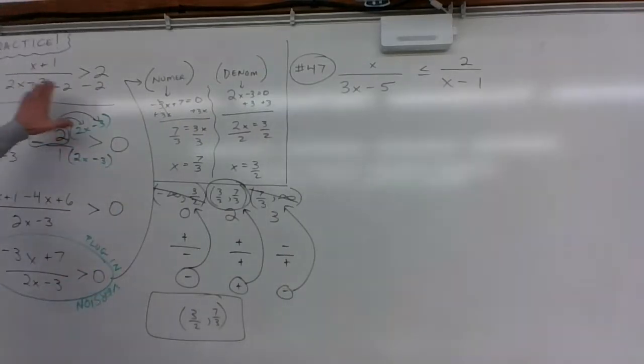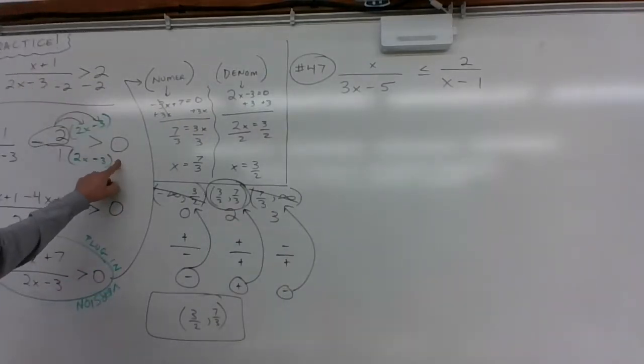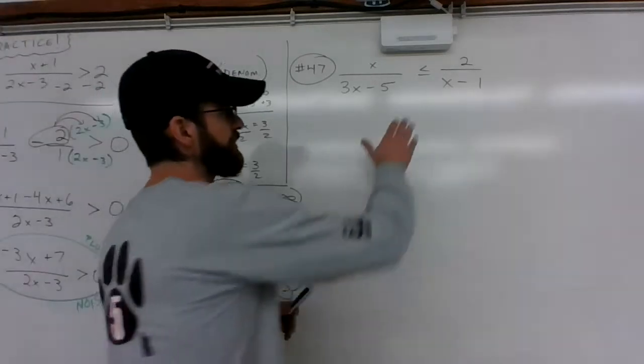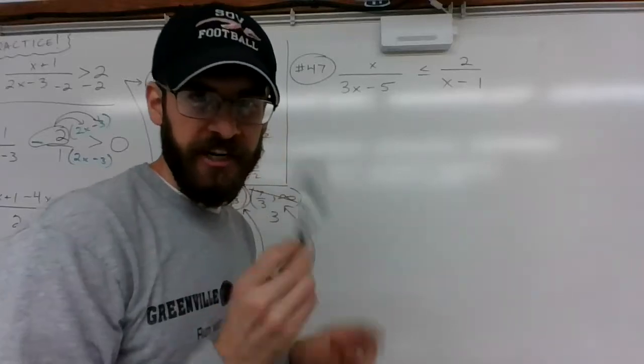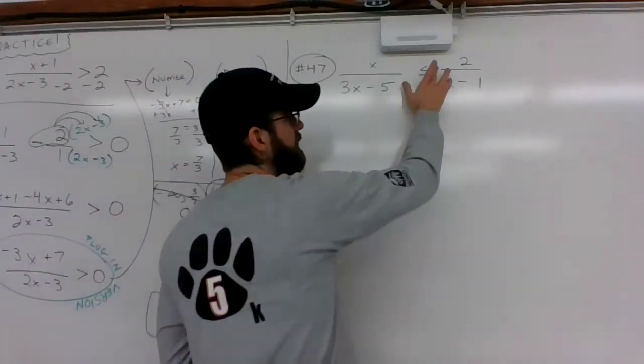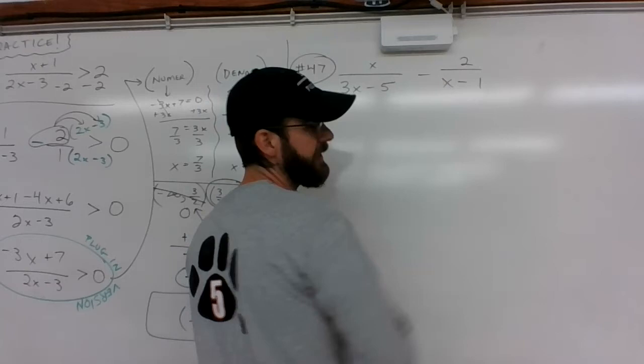All right, 47. We're going to follow the same approach we did here. We want to get 0 by itself. So I'm going to subtract these from both sides. I'm going to do a little cheat here because I got a marker board. Subtract it from both sides.